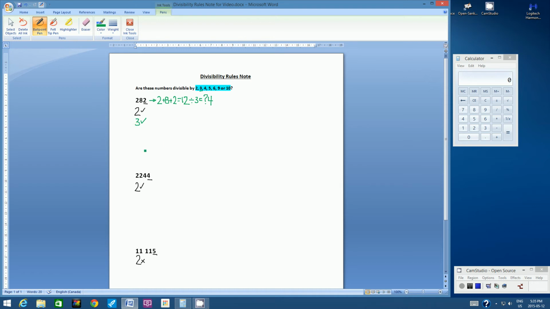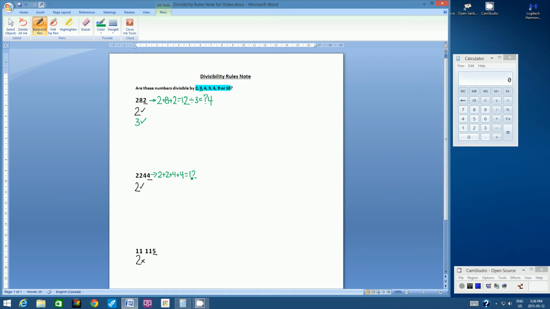Now let's look at the next number, 2,244. If we add up all of the numbers, we have 2 plus 2 plus 4 plus 4. 2 plus 2 is 4. 4 plus 4 is 8. 8 plus 4 is 12. So again, we have this magic number 12.